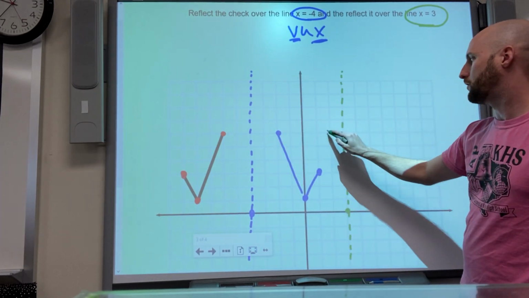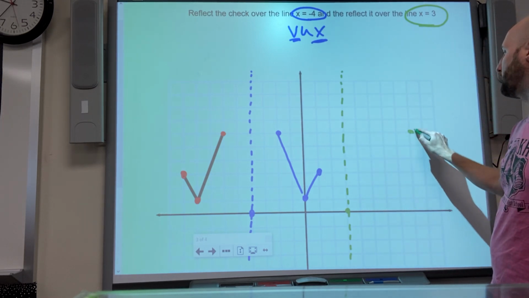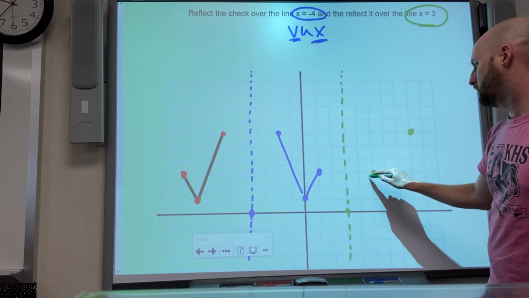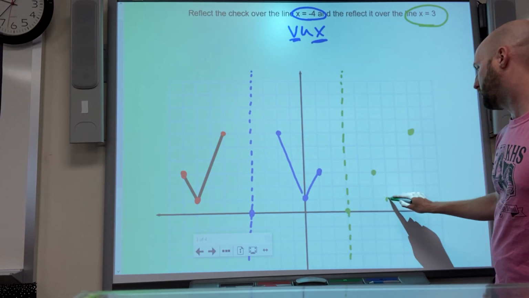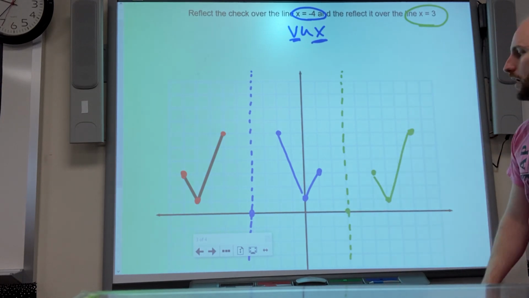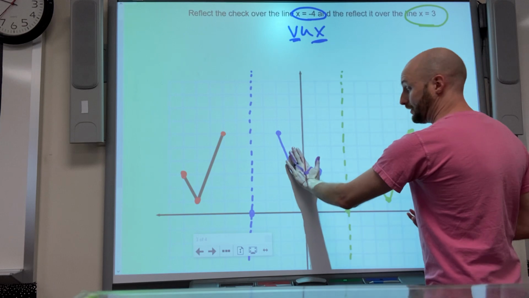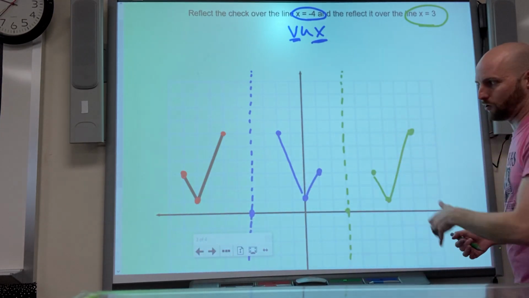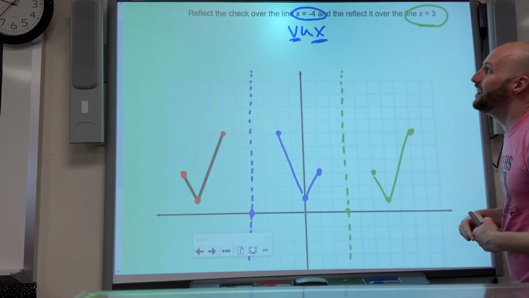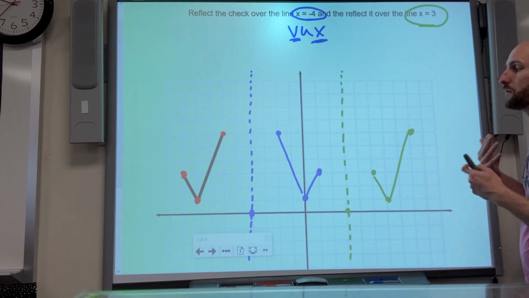Highest point is 1, 2, 3, 4, 5. 1, 2, 3, 4, 5. 1, 2, 1, 2. 1, 2, 3, 1, 2, 3. Okay, and at the end you might notice that it kind of looks like they could have just slid this over, right? There would have been an easier way to get there, but that just happens to be the result of doing those two reflections.